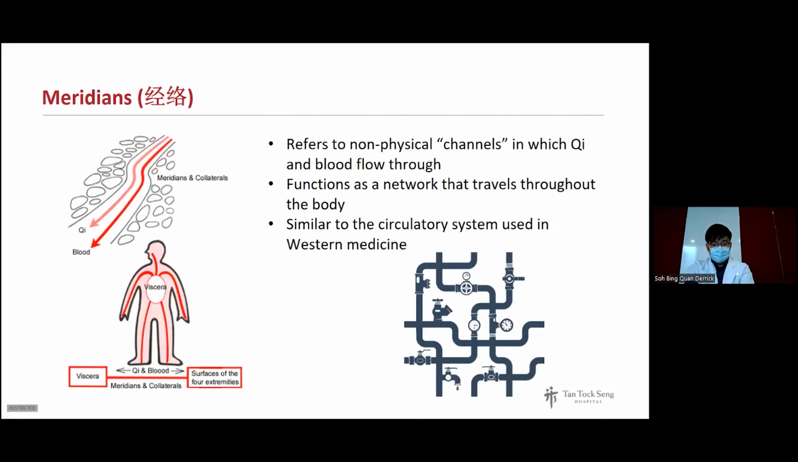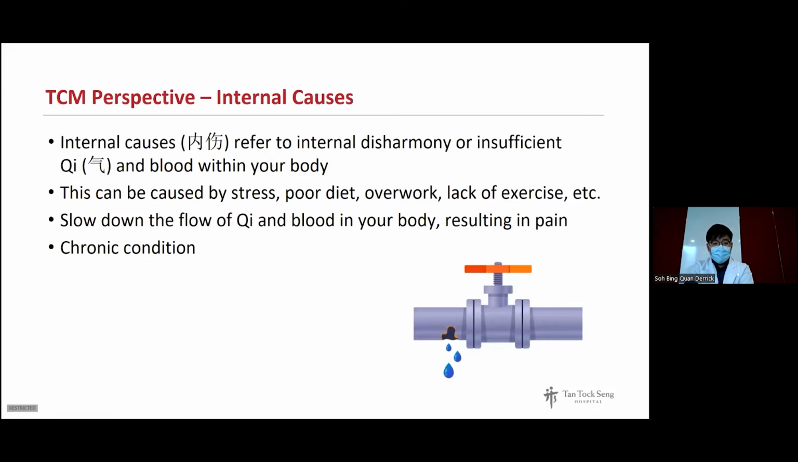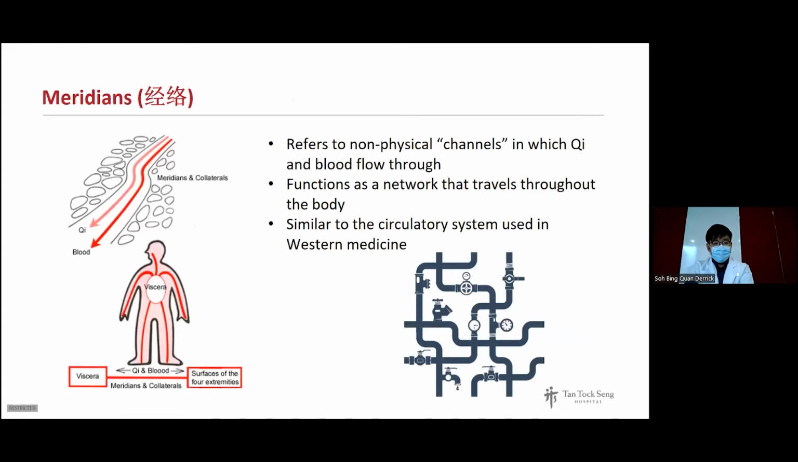Okay, so just now the pipes, right? You can see the pipes just now. What is the pipe actually? The pipes I was talking about just now are what we call meridians, or jingluo in Chinese. That's where all the qi and blood flow through. In the TCM perspective, we call them channels in which the qi and blood flow through, and they work as a network that travels all over the body, from the head all the way to the legs. Okay, it's similar to the blood circulatory system in Western medicine.